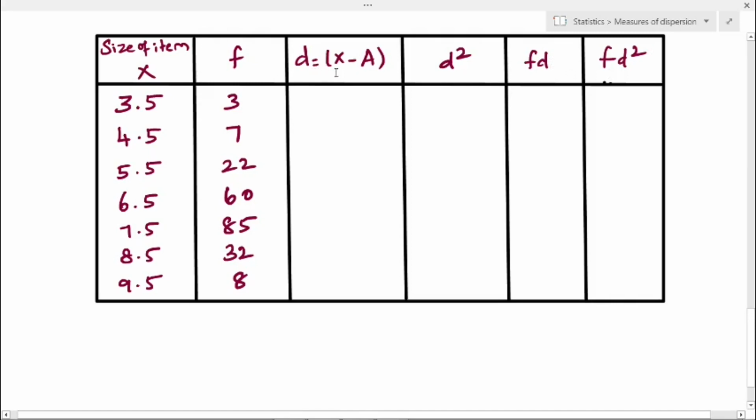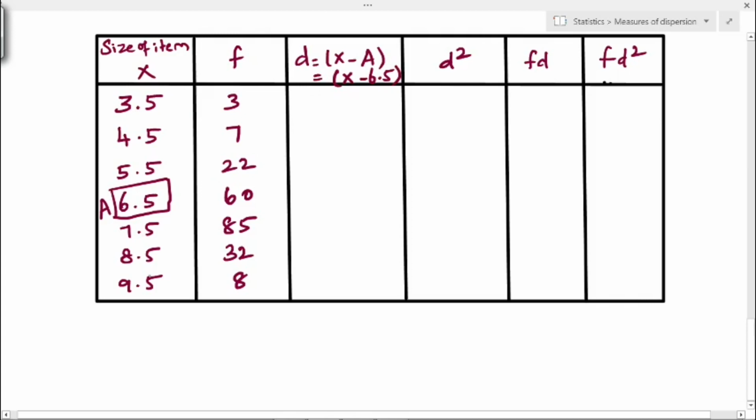So formula for d is x minus a. This a is nothing but mean value. So this is discrete series. So a value is assumed mean. So here we have to assume the mean value. So here we have totally 7 values. So we have to consider the middle value, that is the assumed mean. So here this 6.5 is nothing but assumed mean value. So this is A.